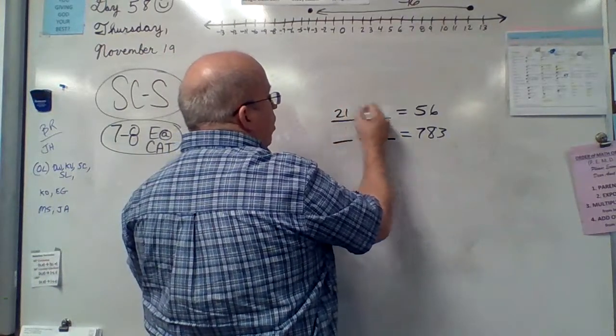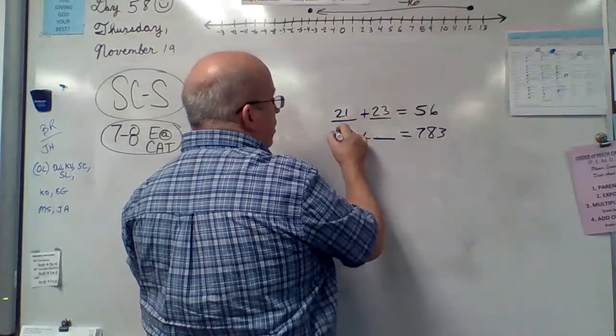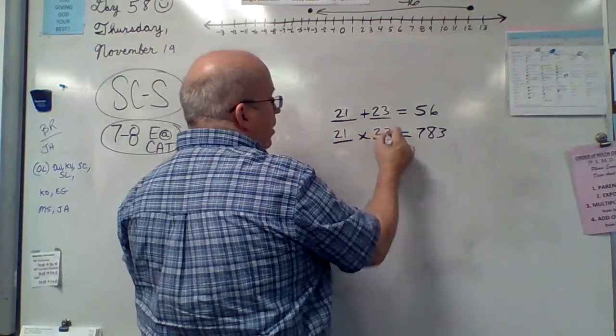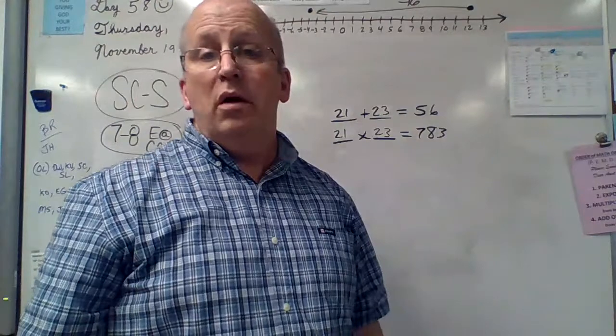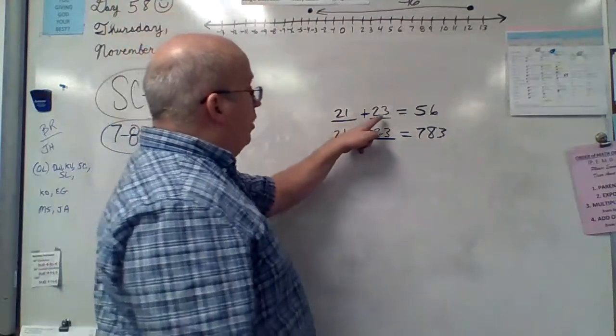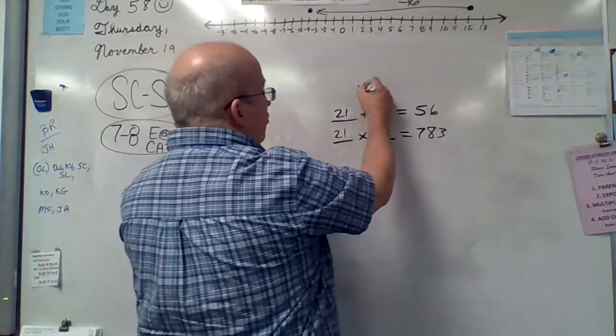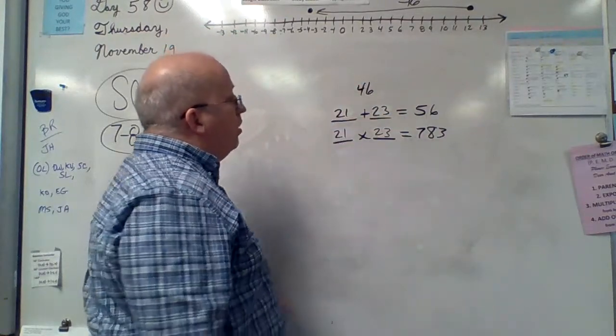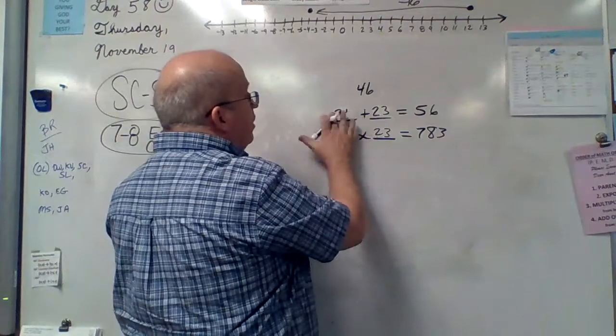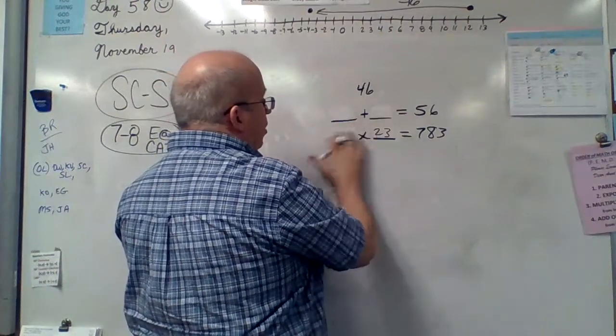How about 21 and 23? Are those consecutive odd numbers? Yes, they are. What's 21 plus 23? That's only 46, right? And we're still not close. It's got to be numbers that are bigger than 21 and 23, because that doesn't work.